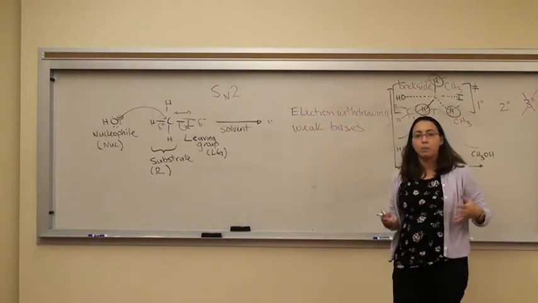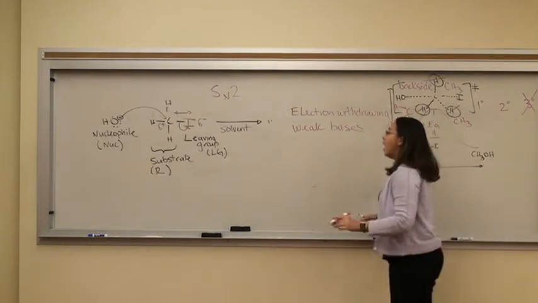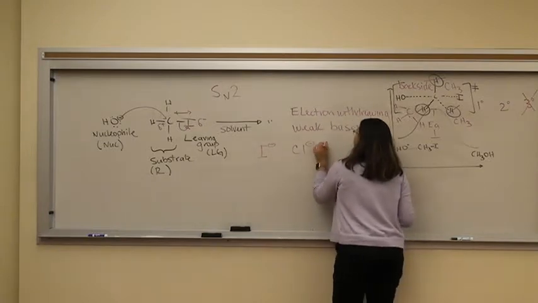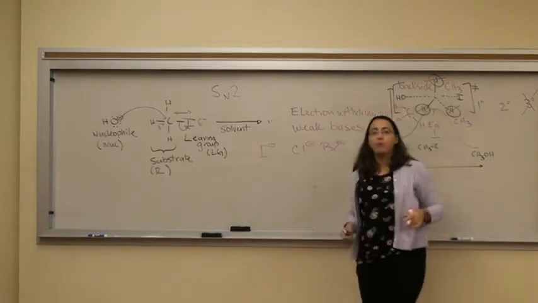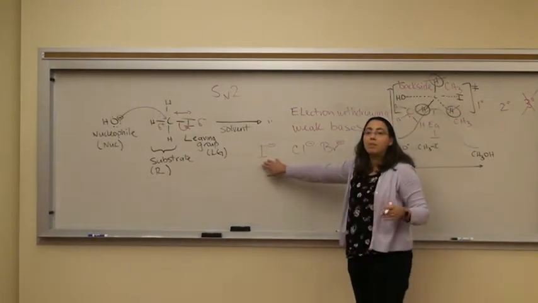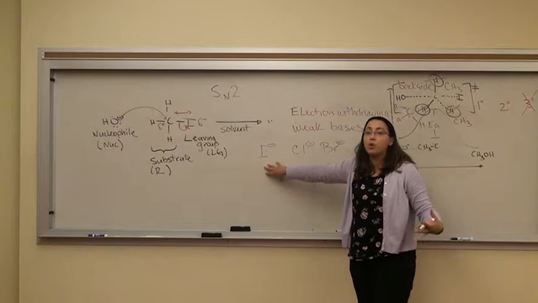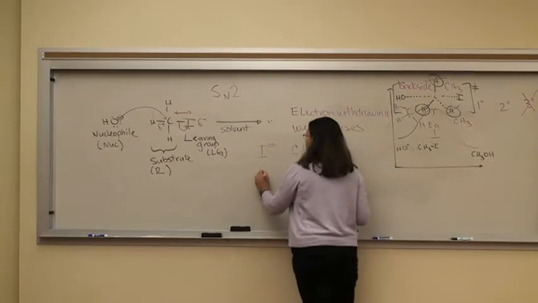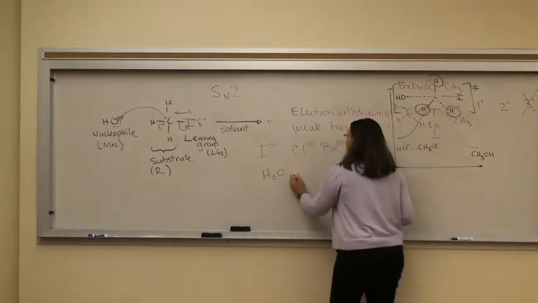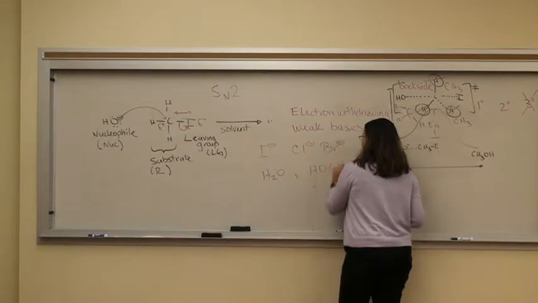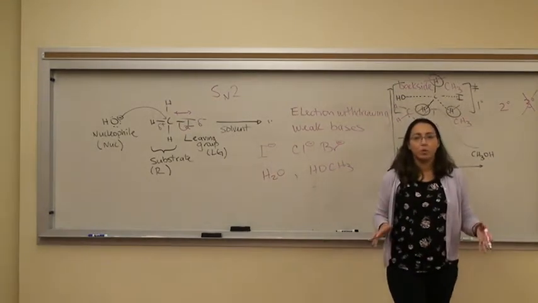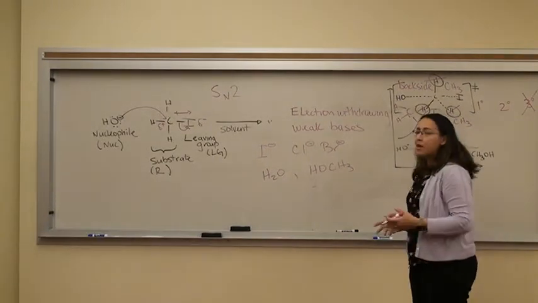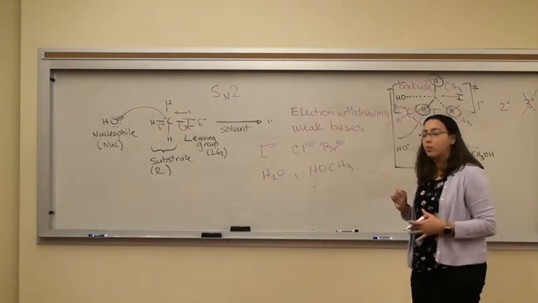So I'll give you a few examples of good leaving groups. The halides, such as iodide and chloride and bromide, are examples of good leaving groups. These are the conjugate bases of some of the strongest acids that you know, and therefore they will be stable leaving groups. Neutral molecules, such as water or alcohols, are also very good leaving groups. These are neutral molecules. They tend to not react. They will react, just not the way we want them to.